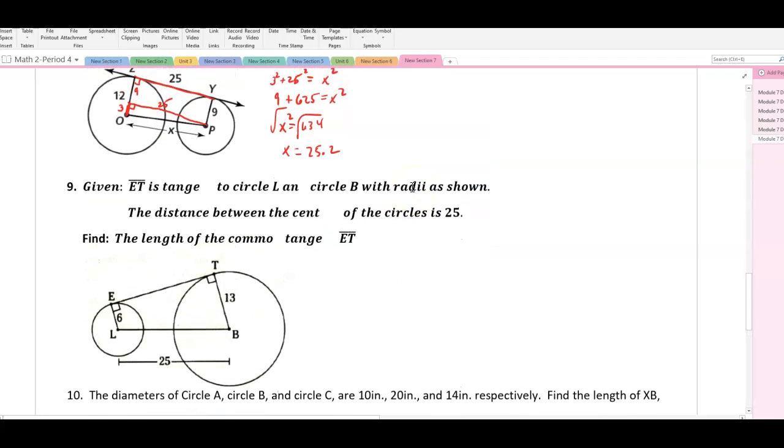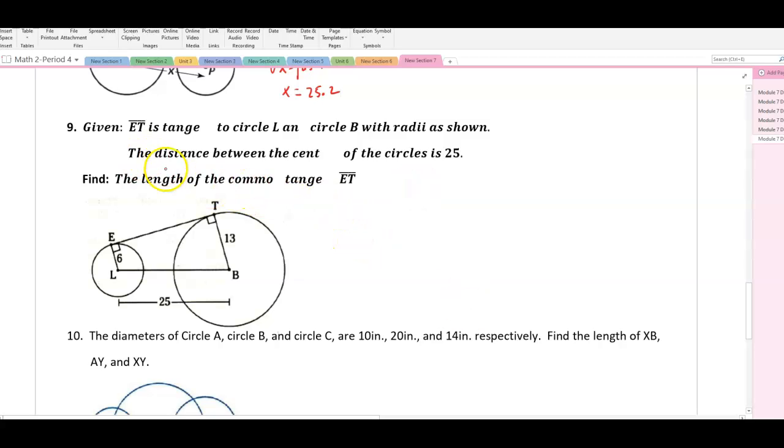Similar problem here, right? But it's asking what is the length of the common tangent. When they say that phrase, common tangent, they're talking about this segment here. Well, it's very similar to what we just did. I'm going to draw this line parallel to this. That gives me my right angle here. This piece now is 6, which is going to make this 7. Now, we know this whole piece is 25.